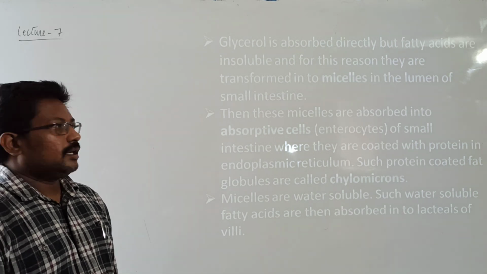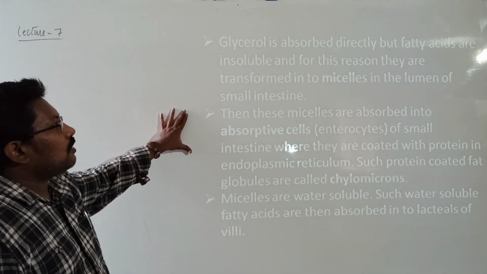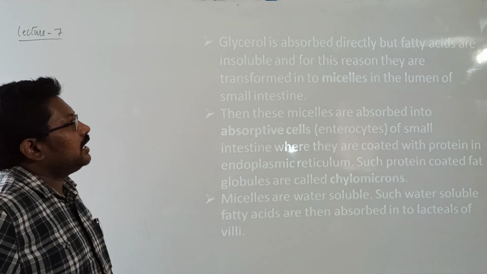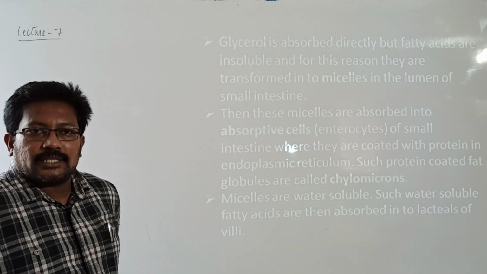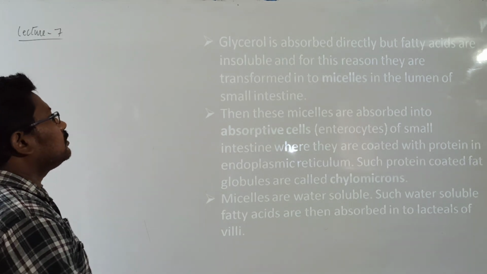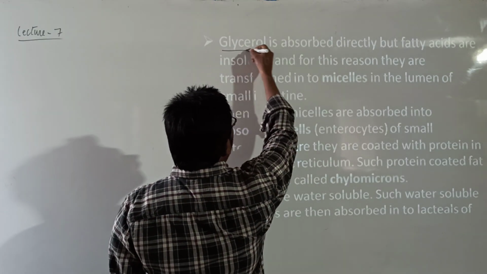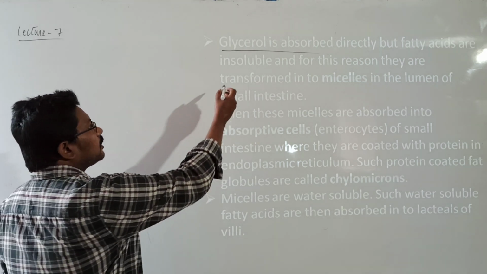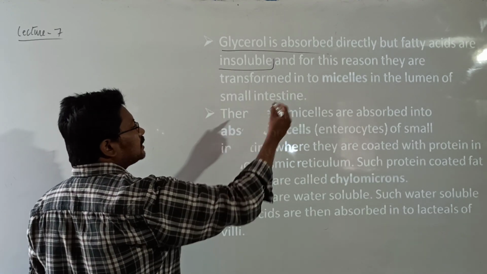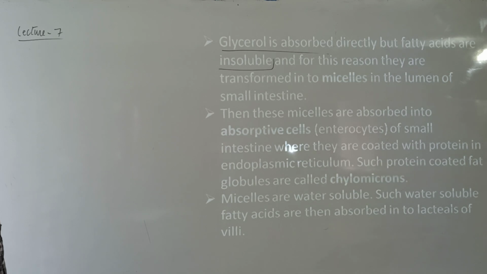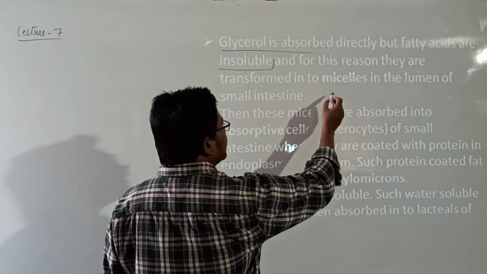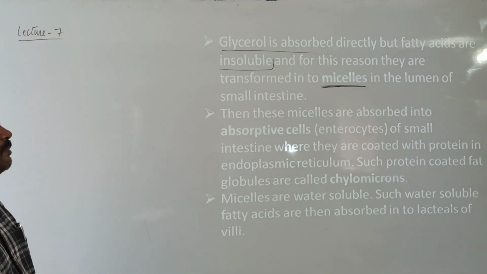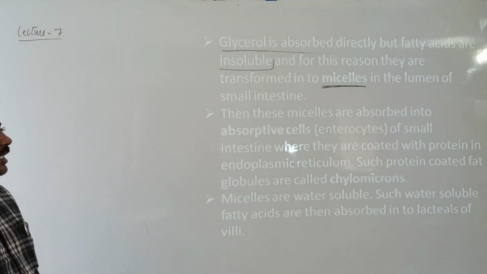fatty acids and glycerols. These glycerols are absorbed directly, but there is a problem with the fatty acids. Glycerols are directly absorbed, but fatty acids are insoluble, and for that reason they will be converted into something called micelles. In the lumen of the small intestine, this process takes place.